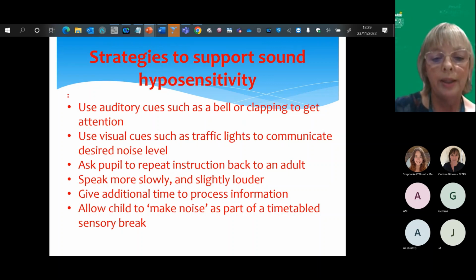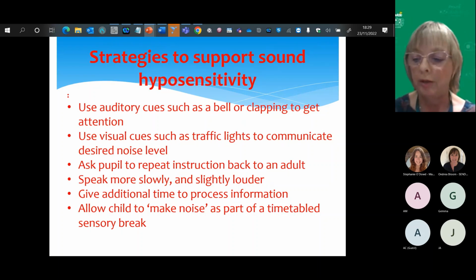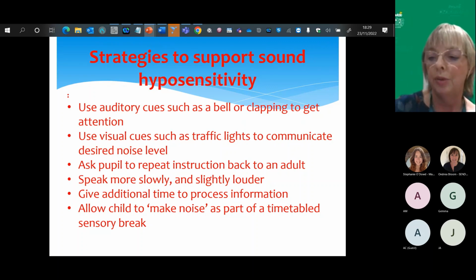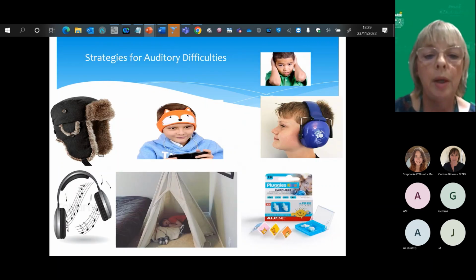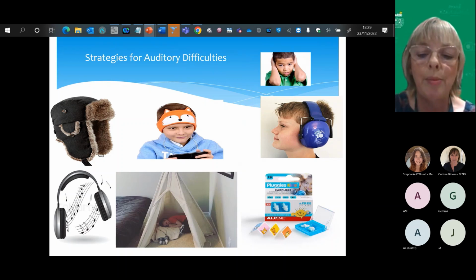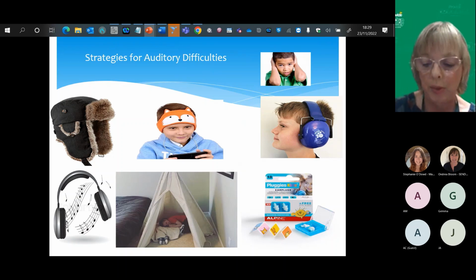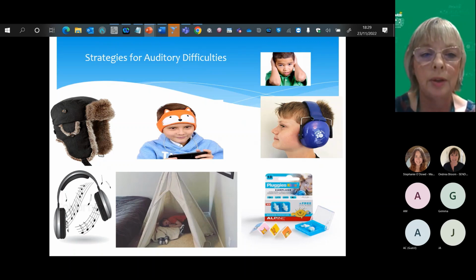Strategies to support, there's a list of strategies there, and they'll be available for you to look at the end. Just a bit mindful of the time. So there's some pictures of suggestions. Always remember age appropriate, and it must be acceptable to the child.